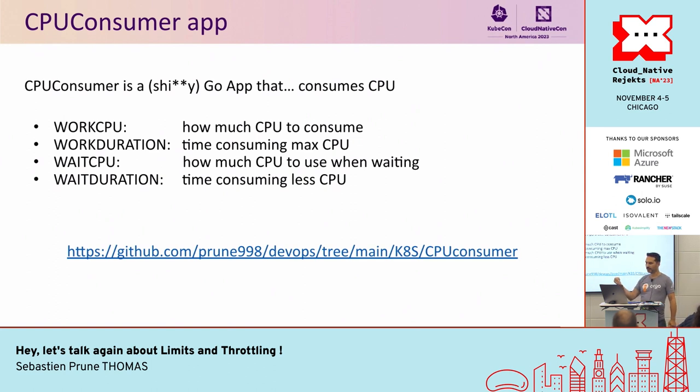So I built a small Go application. I'm not a very great Go developer, you understand. It's an application that has two periods. One period where it's going to consume some CPU, and one period where it's going to consume less CPU, the wait period. That is supposed to mimic some kind of batch application where you process a batch and then you're done, and then you process another batch.